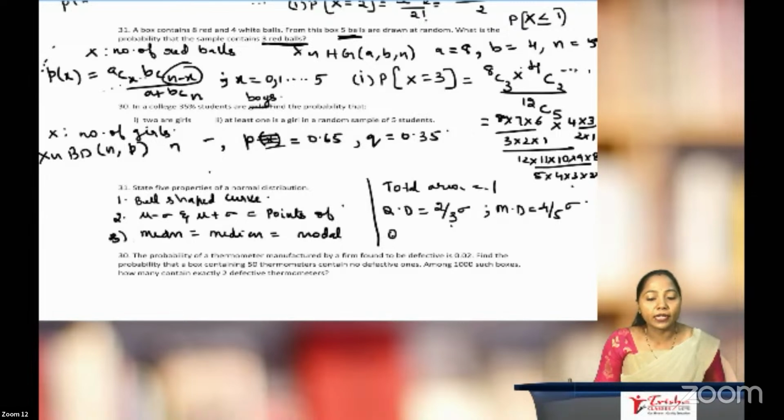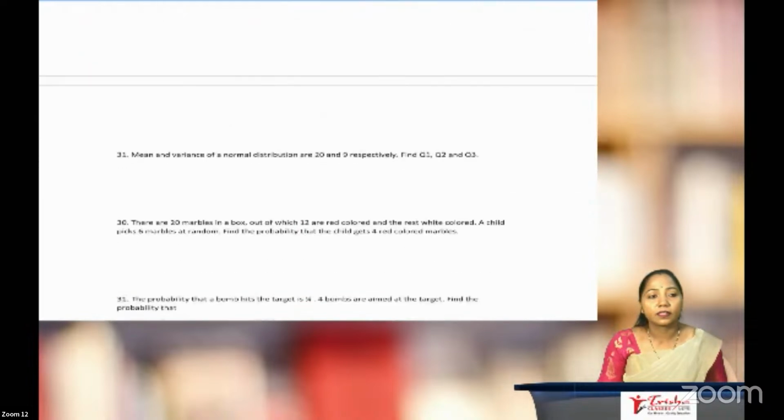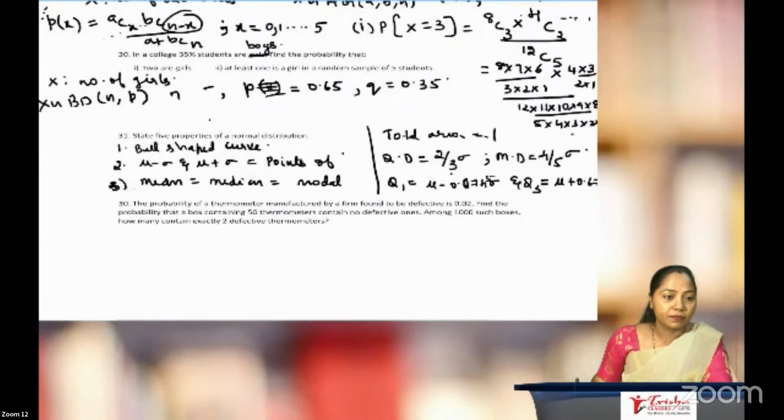How do we find the quartiles, the lower quartile and the upper quartile? Lower quartile Q1 is mu minus 0.6745 sigma. And the upper quartile Q3 will be mu plus 0.6745 sigma. Okay. So those are the 5 points that you can study whenever they ask us to write 5 properties of normal distribution. Easy ones.